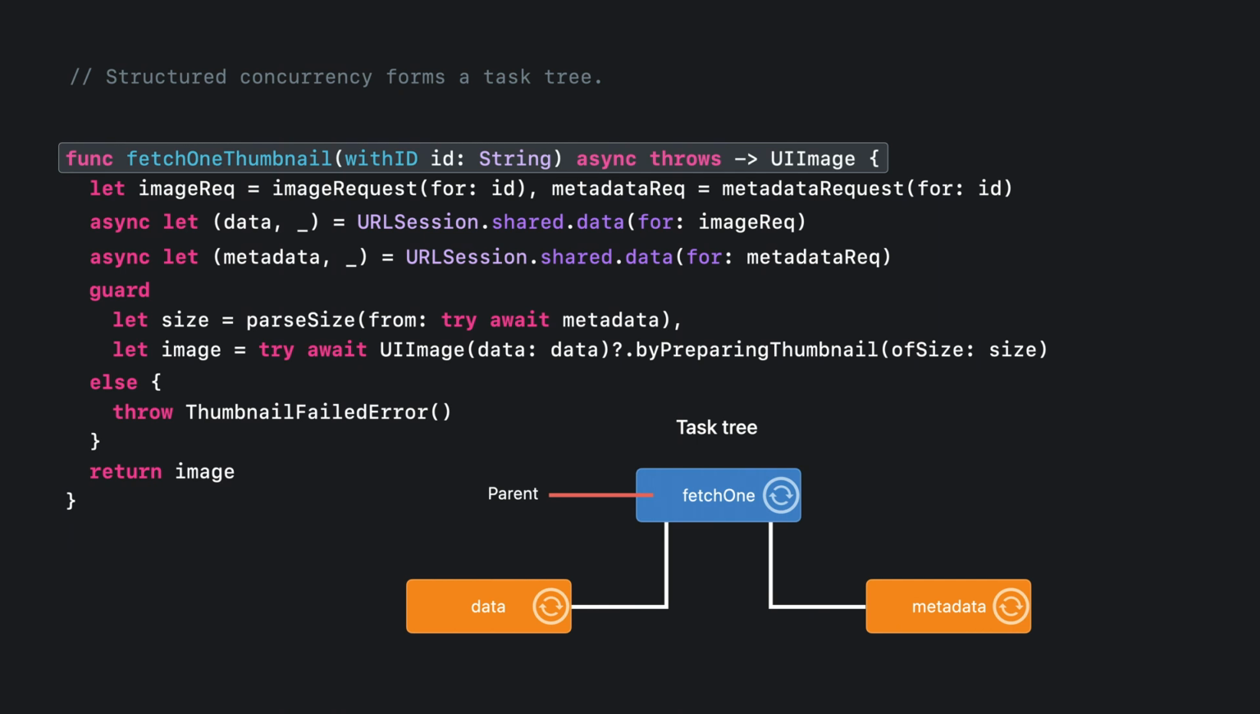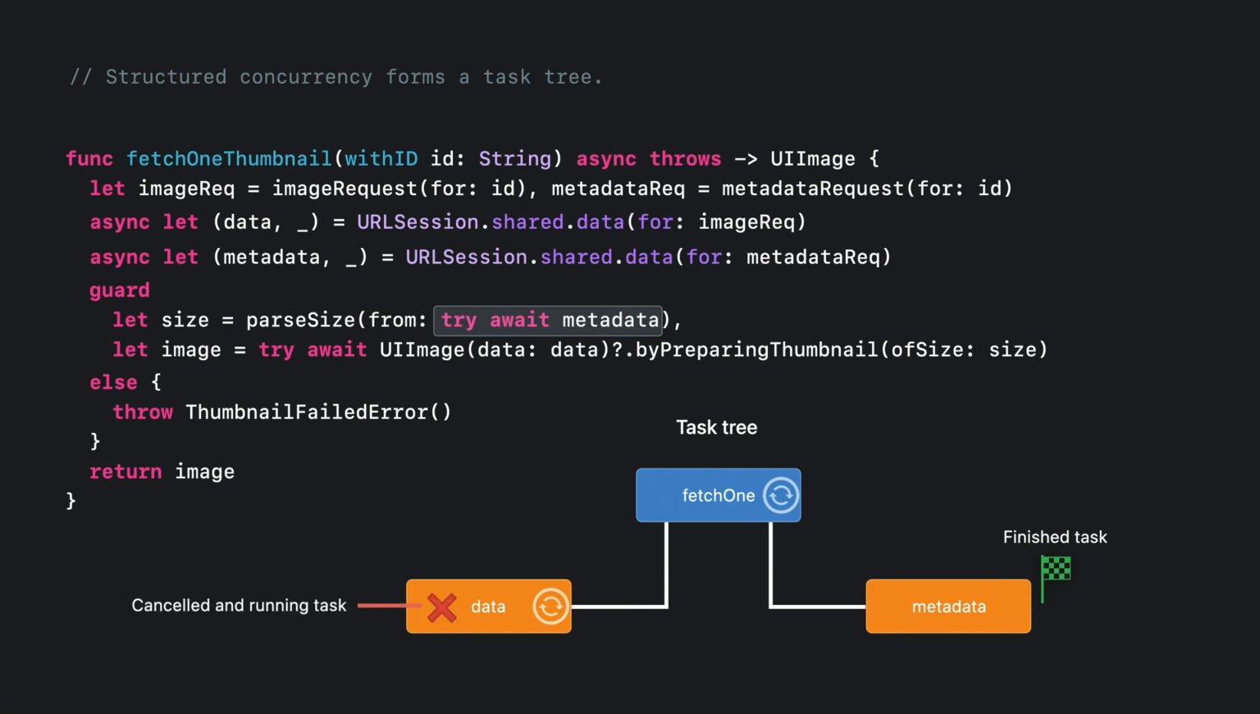This rule holds even in the face of abnormal control flow, which would prevent a child task from being awaited. For example, in this code, I first await the metadata task before the image data task. If the first awaited task finishes by throwing an error, the fetchOneThumbnail function must immediately exit by throwing that error. But what will happen to the task performing the second download? During the abnormal exit, Swift will automatically mark the unawaited task as canceled and then await for it to finish, before exiting the function.